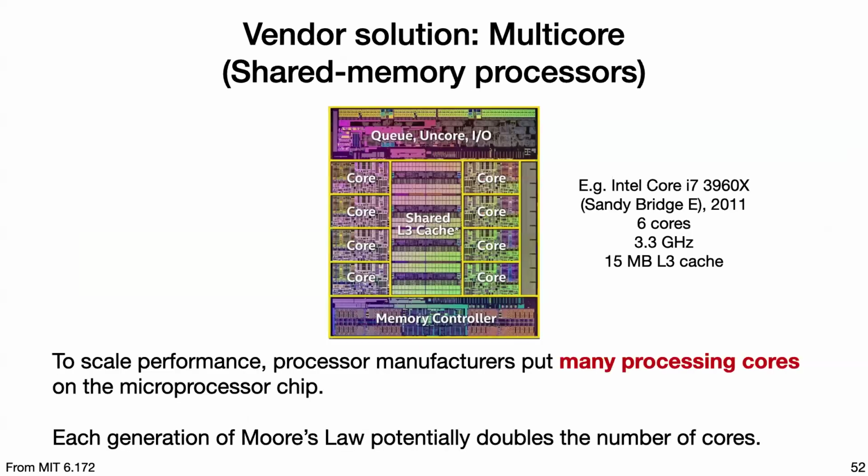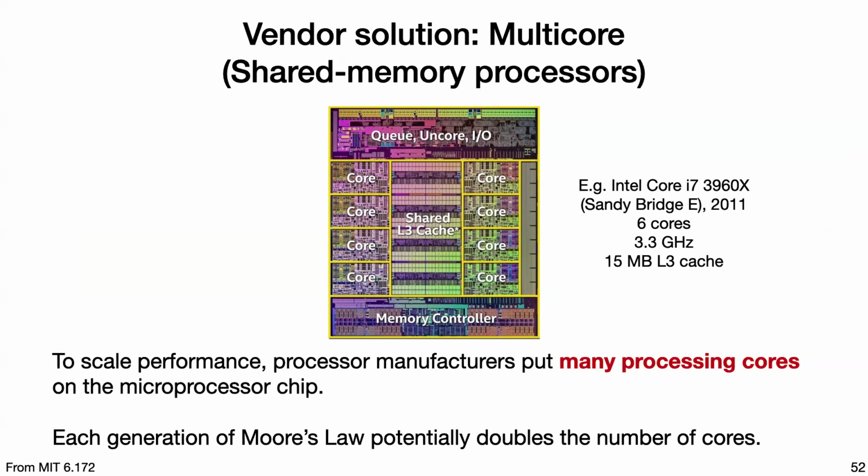And that is how they got the initial parallel computers, which are the multi-cores. Around 2004, they started getting popular. This is an example from 2011. There are 8 cores, with 3.3 gigahertz, and 15 megabytes of cache.